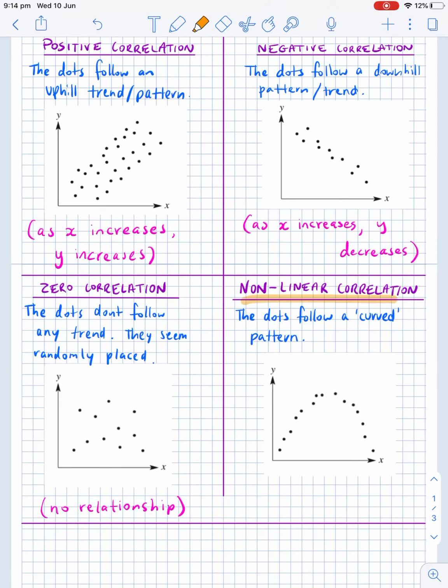And lastly, you can have a non-linear correlation. That's when the dots follow a curved pattern. So you can see here they do follow a strict pattern, but it's a curved looking shape.